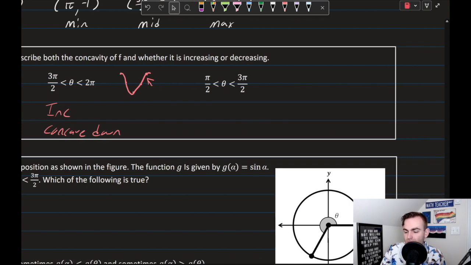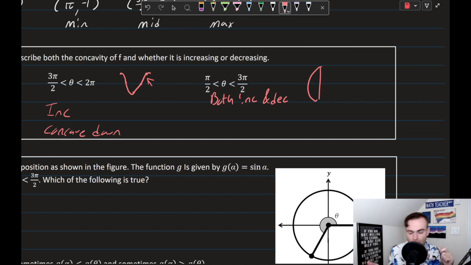We're again dealing with quadrants 2 and 3. What's happening here with the x values? The x values are decreasing and then increasing, so it's both increasing and decreasing. Concavity, though, it's this part here, which, when you rotate it, would be concave up. And if you're not seeing that connection, please ask me in class.